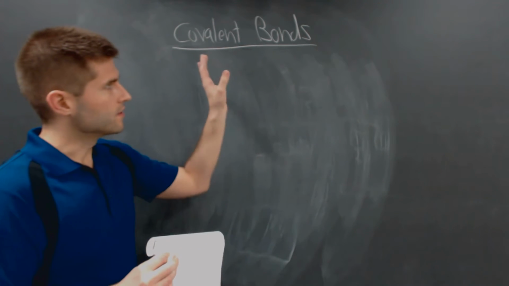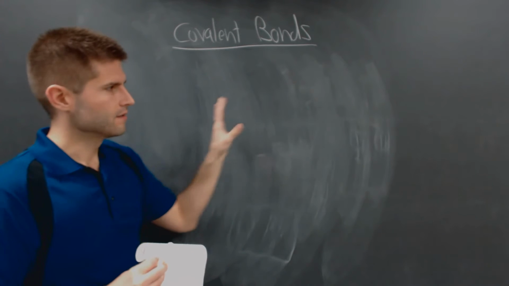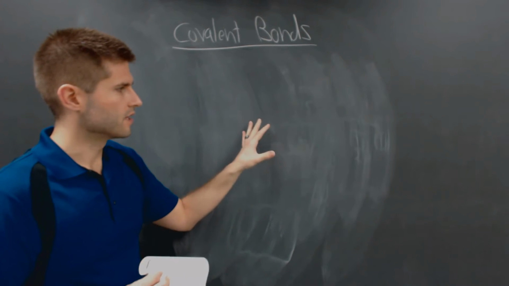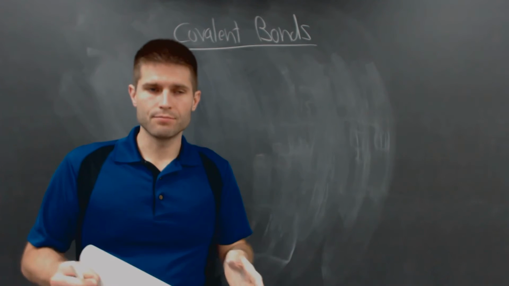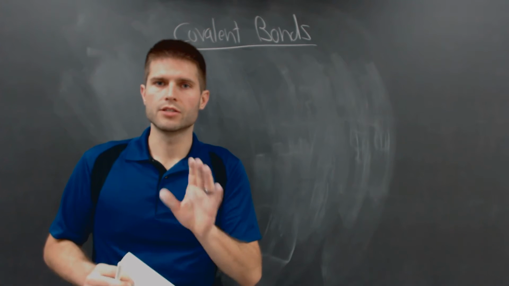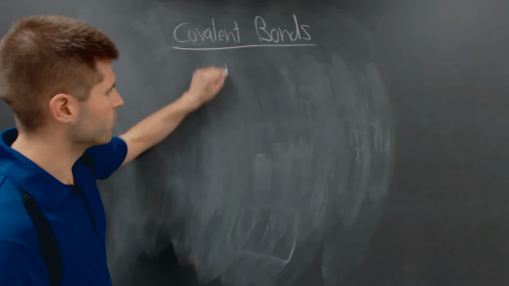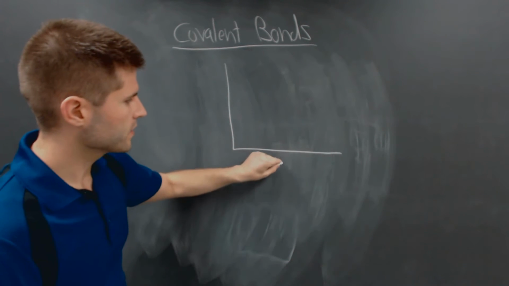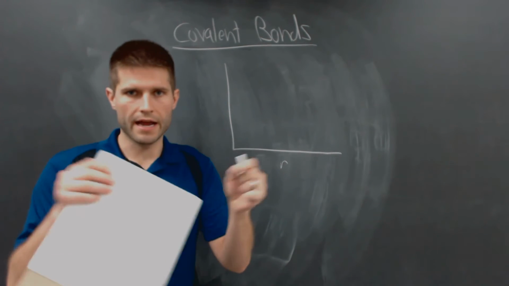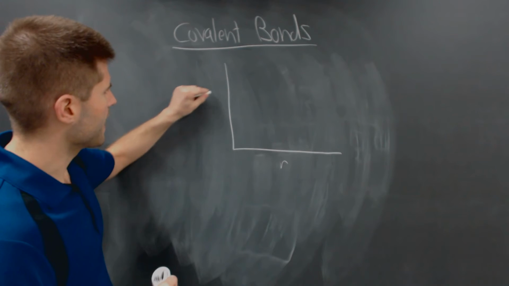But the interactions between two different elements that are going to be sharing electrons follow a mathematical equation, which I'm not going to show you, but I'm going to show you the plot of this mathematical equation. So here we're going to have distance r. This is the distance between the nuclei. And on this side we're going to have the energy.